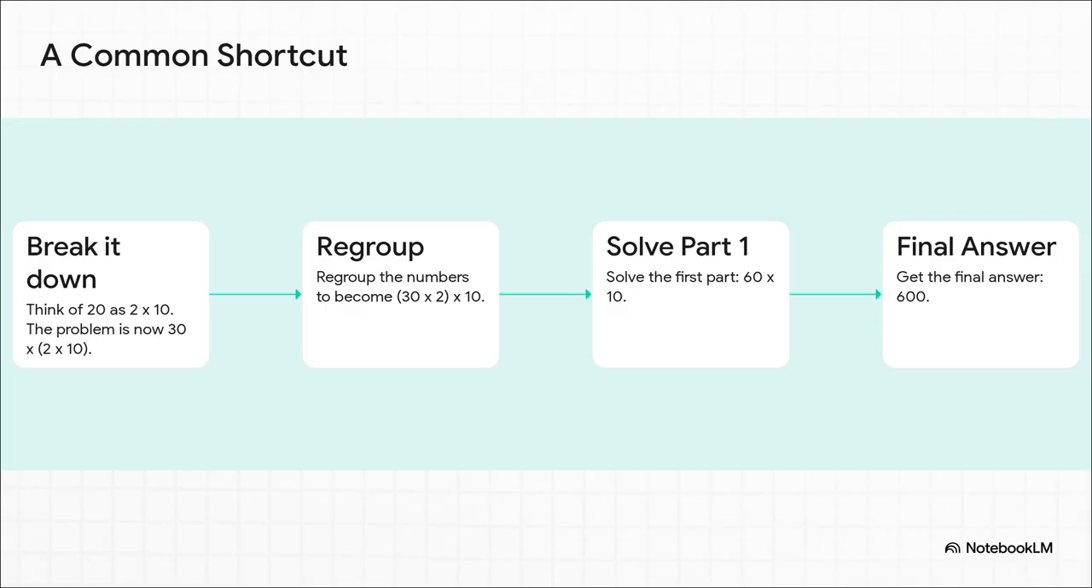So if you're like most people, you probably did something like this. You saw 20 and thought, hey, that's just 2 times 10. Then you kind of shuffled things around in your head. You probably did 30 times 2 first, that's an easy 60, and then just tacked on a 0 by multiplying by 10. Boom, 600. It's a great little shortcut, right?